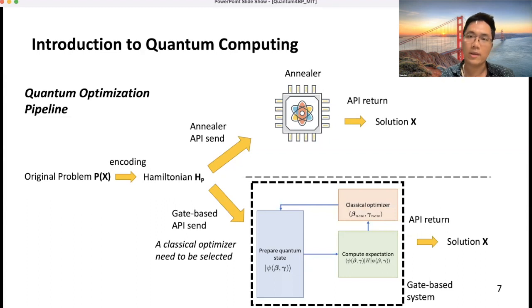Different from the annealer, in the gate processor the circuit will be parameterized by beta and gamma. The process in a gate processor will minimize the energy of the system, and the classical computer needs to find a way to optimize beta and gamma in order to minimize the energy of the system. After the process, the annealer and the gate processor will return the solution X of the problem.